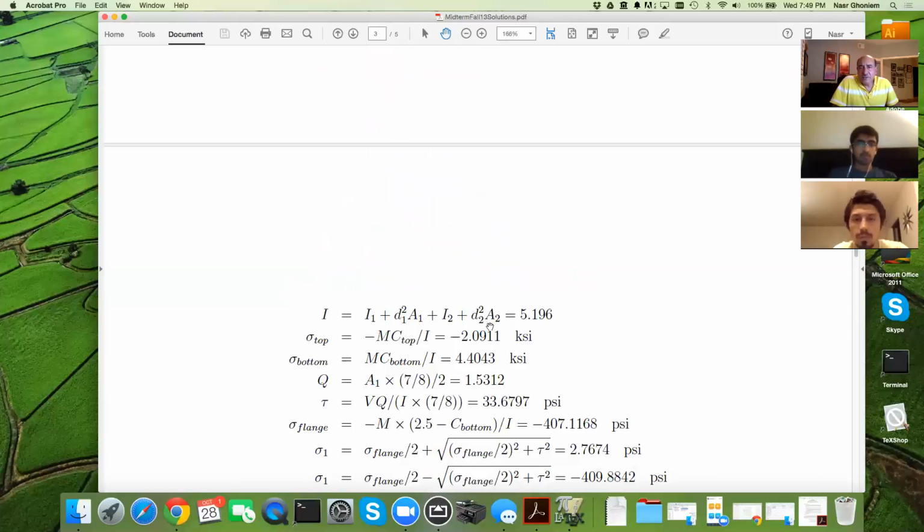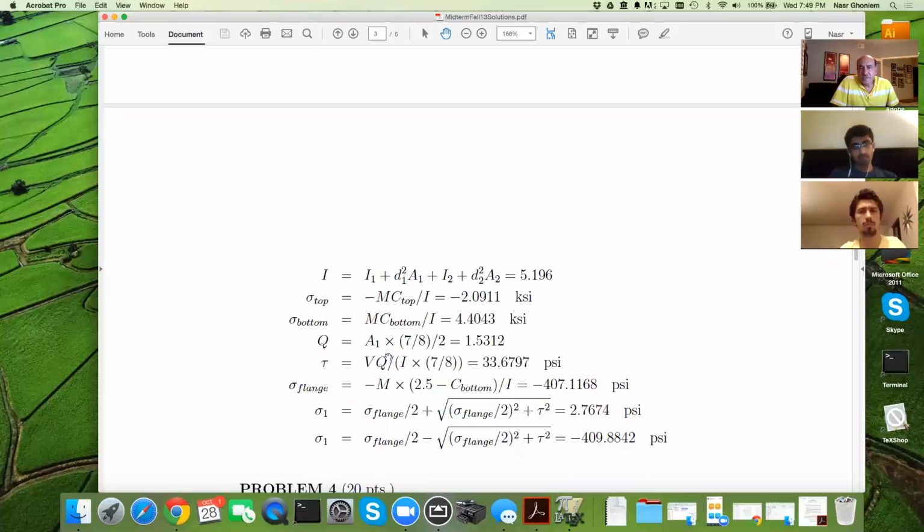And once we're done with that, the problem is solved because we have the sigma on the top is MC over I with a negative because the moment is positive. So the top will be under compression and then the bottom will be under tension. We got two stresses here. Next, we go to find the Q. This is the moment of the area, the area times the distance. That gives us the Q, and then the shear stress is VQ over IB.